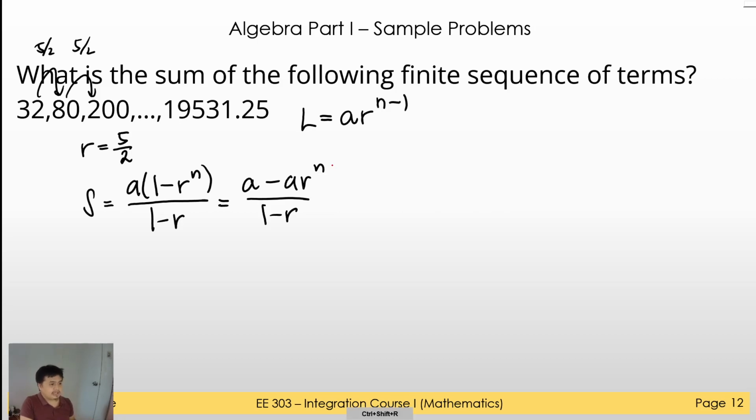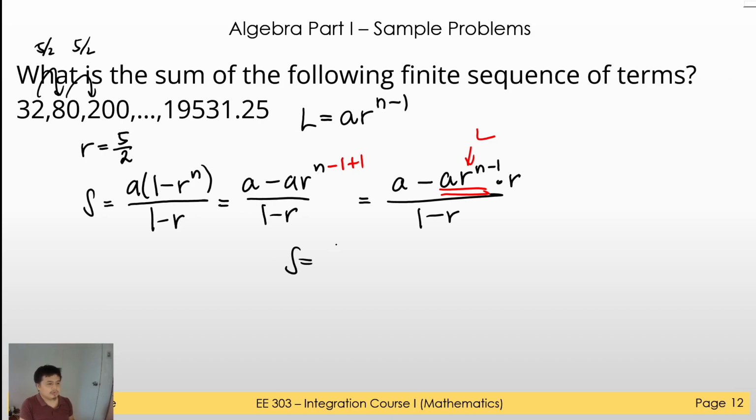As we can see now, if we add -1 and +1, then this will be equal to a minus a times r raised to n minus 1 times r. So this portion is L. So we can rewrite this as, S is equal to a minus rL over 1 minus r. So we have a given for the a. So a is the first term, L is the last term, and the r is also given, which is 5 halves. So we can solve this directly.